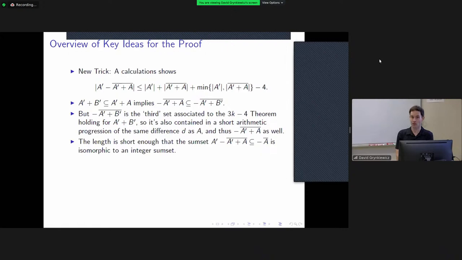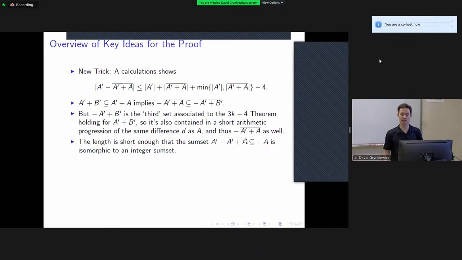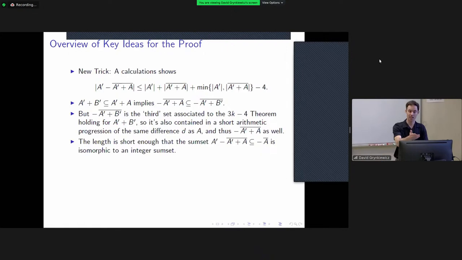So since they're both A prime, the interval length containing A prime and the interval containing this set over here, they're small enough that we never overlap past P. We don't have to use the fact that P equals zero. It's an integer sum set. It obeys the 3k minus 4 theorem by the calculation at the beginning. And so we can now apply the 3k minus 4 theorem to this set, A prime plus the negative of A prime plus A complement.